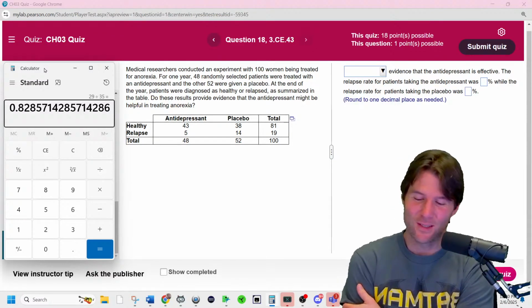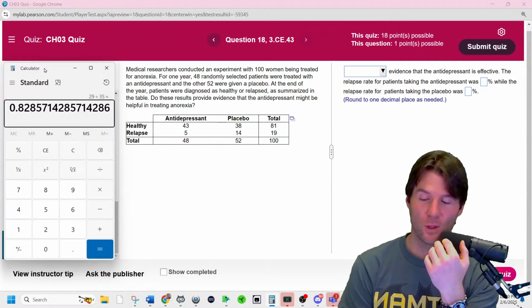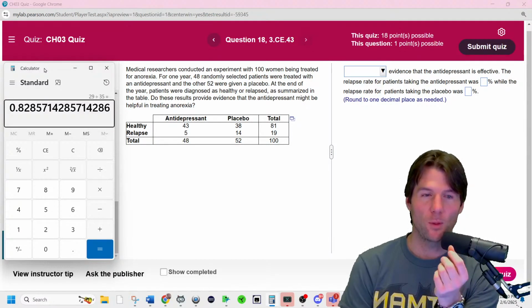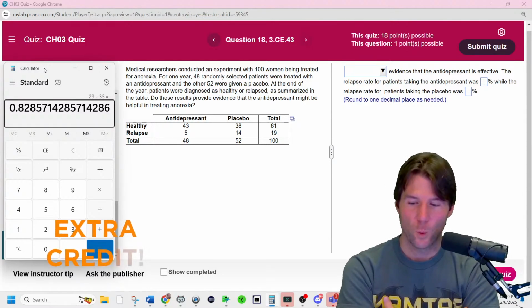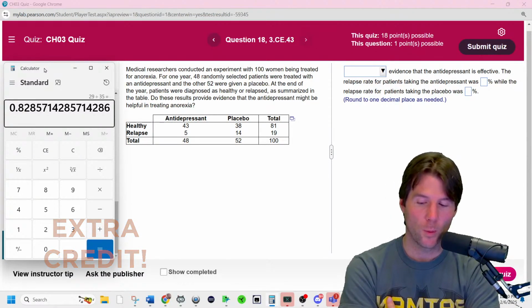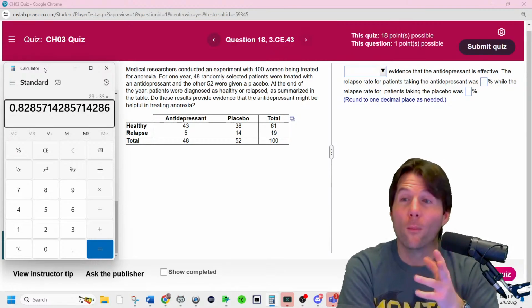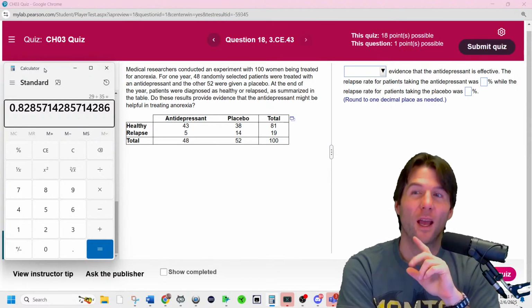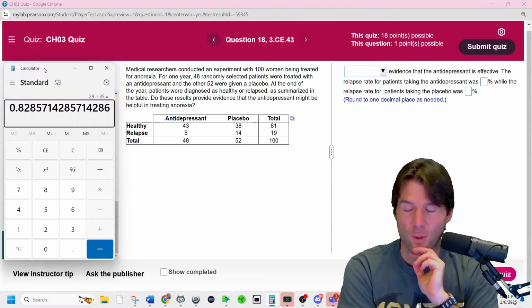And so with this, how would we figure out the relapse rate for the antidepressant drug? What percent of people took the antidepressant and what percent of those people relapsed? Well, like how many people, I should say, took the antidepressant? And then out of those people, how many relapsed?